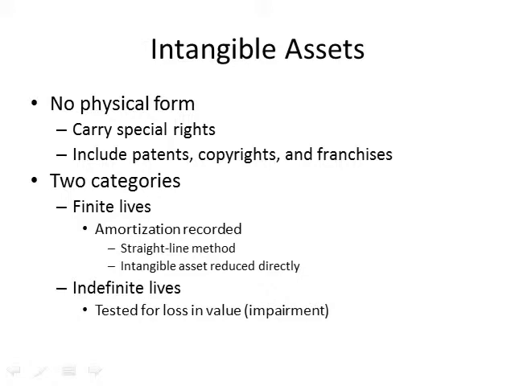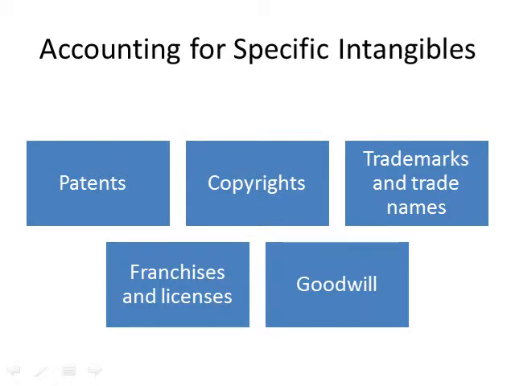For intangibles with indefinite lives, we record no amortization. Instead, we check them annually for any loss in value or impairment and record a loss when it occurs. Goodwill is the most prominent example of an intangible asset with an indefinite life. It results when a company purchases the net assets of another company for more than their fair market value. Let's look at five intangible assets in more detail: patents, copyrights, trademarks and trade names, franchises and licenses, and goodwill.